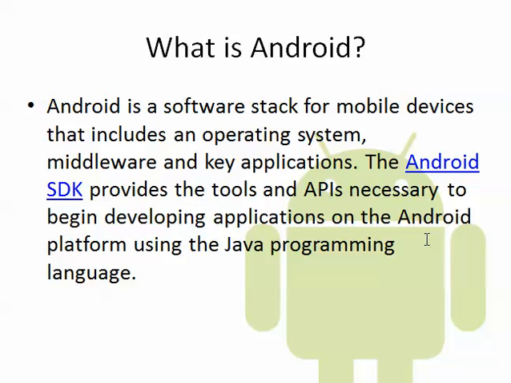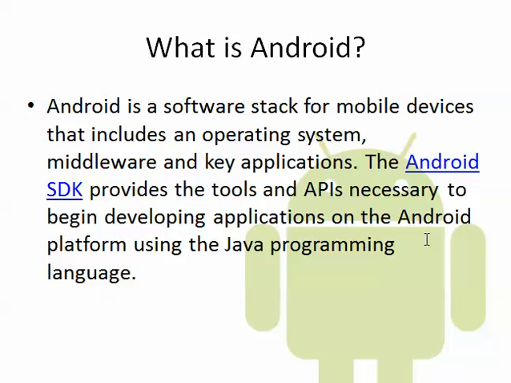However, it is a little more than an operating system, and that's how we say that it's a software stack that includes the OS, of course, but it includes also middleware and some key applications. With the Android SDK, we get all we need to develop applications for the Android platform, and we use the Java programming language.